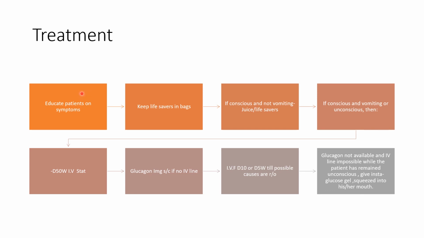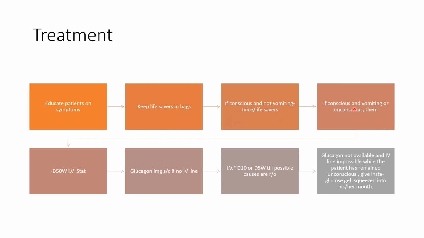Treatment. How do we treat hypoglycemia in diabetic patients? We have to educate the patient on the symptoms, adrenergic symptoms like palpitations, headache, and so on. Keep lifesavers in your bag. When the adrenergic symptoms first appear, you'll be able to save the situation, because once you go into neuroglycopenic symptoms, you may not be in control anymore. If conscious and not vomiting, we can give juice or lifesavers. This is where glucose stabilizers will be helpful, right?